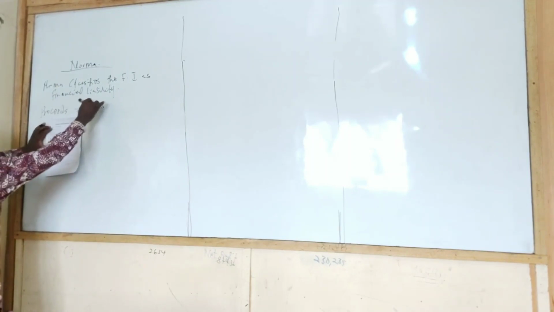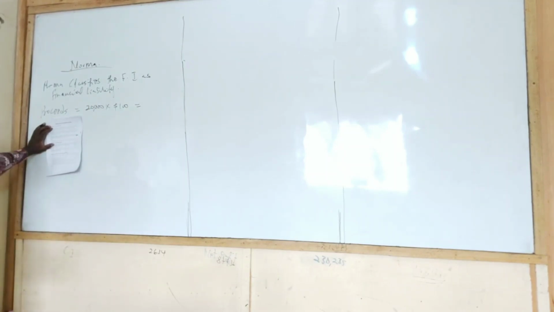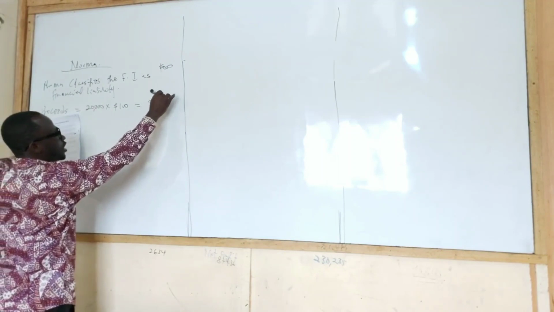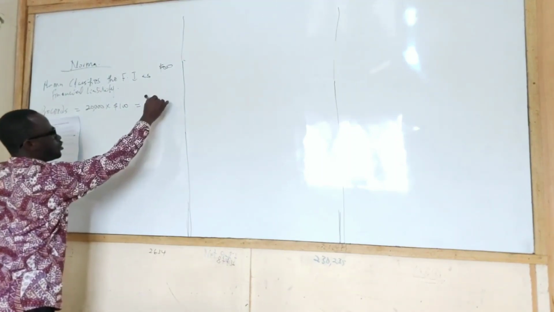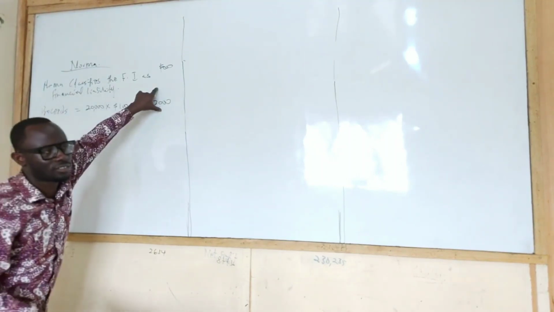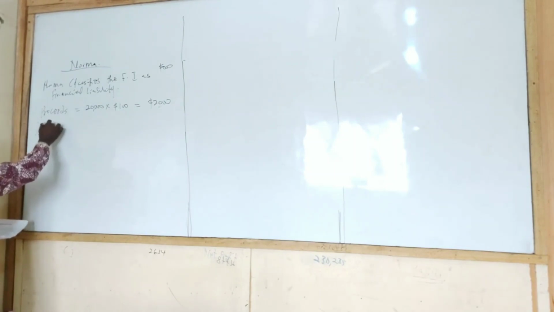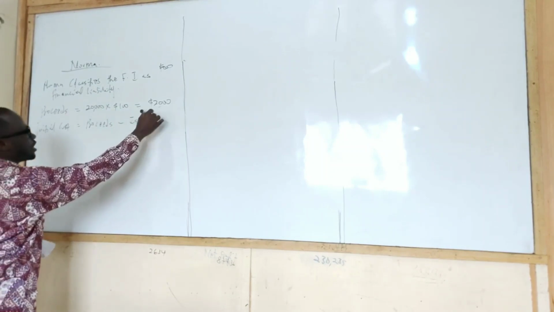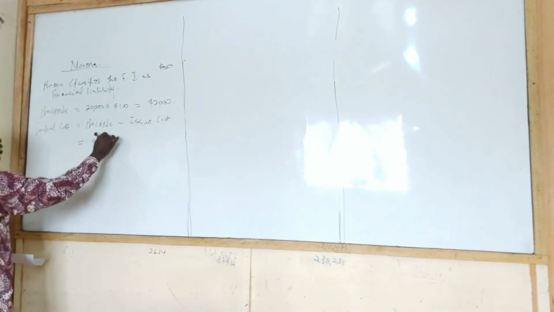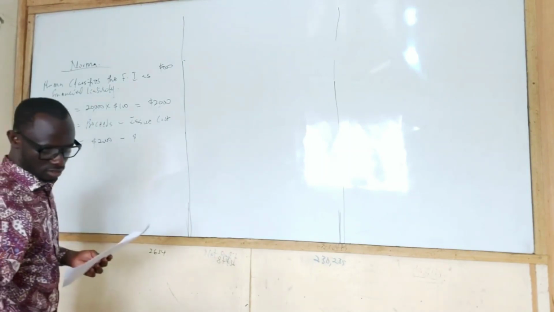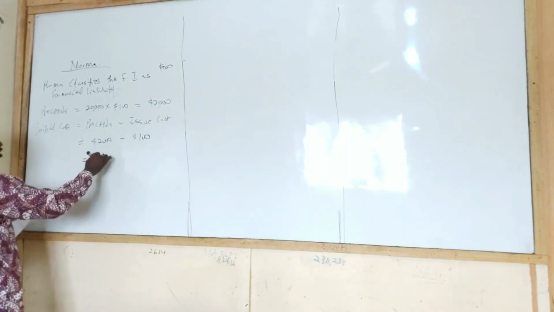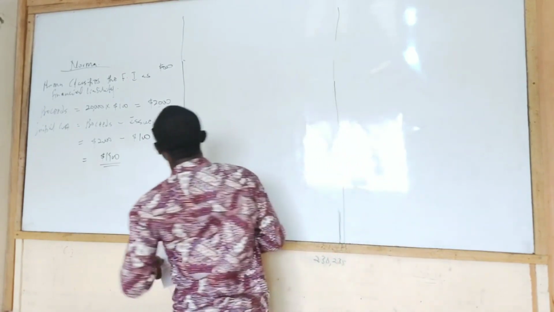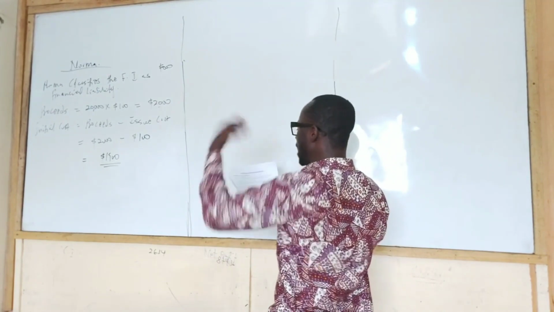It is 20,000 times 100, which is 2 million. We tell the examiner that we want to be lazy here, so we will use thousands: 2,000. Now, this is the proceeds. So the initial cost will be the proceeds minus the issue cost or the transaction cost. The issue cost is 100. So the initial cost is 1,900.